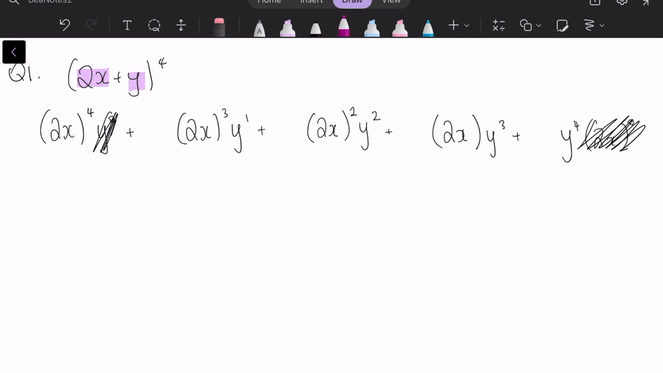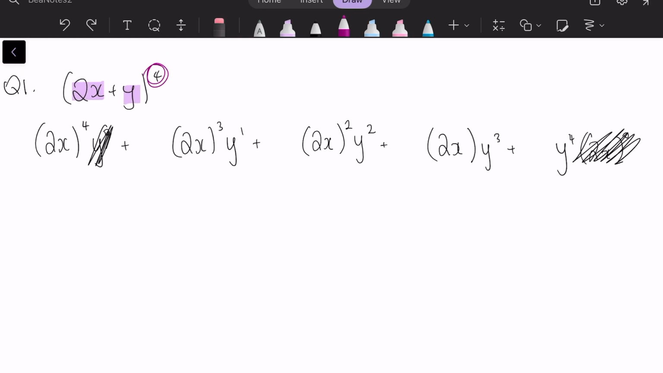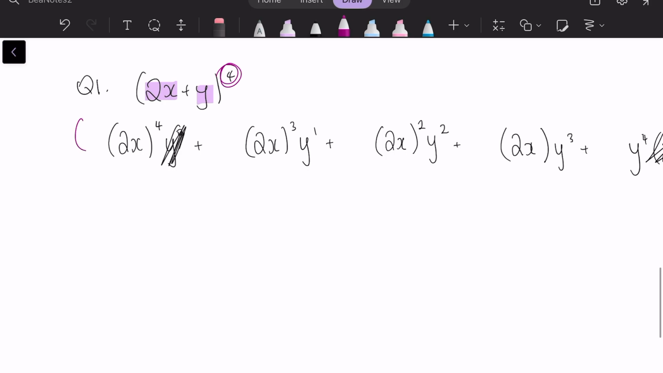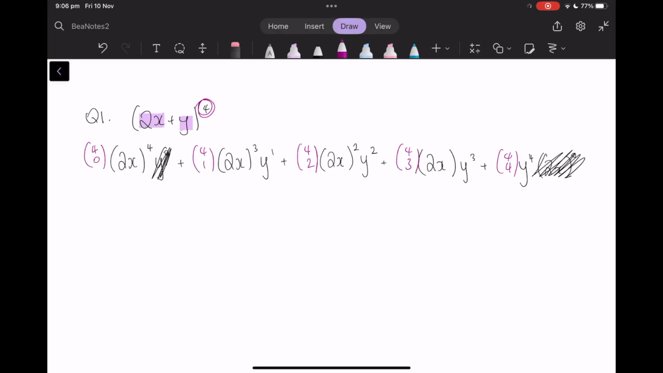So for the fourth row, it's going to be 4 choose 0, 4 choose 1, 4 choose 2, 4 choose 3, and 4 choose 4. For our next line of working, we'll just replace these with actual numbers, so from combinations form to normal numbers. So this would be 1, 4, 6, 4, 1, right? Same thing, but just replaced with the real numbers.